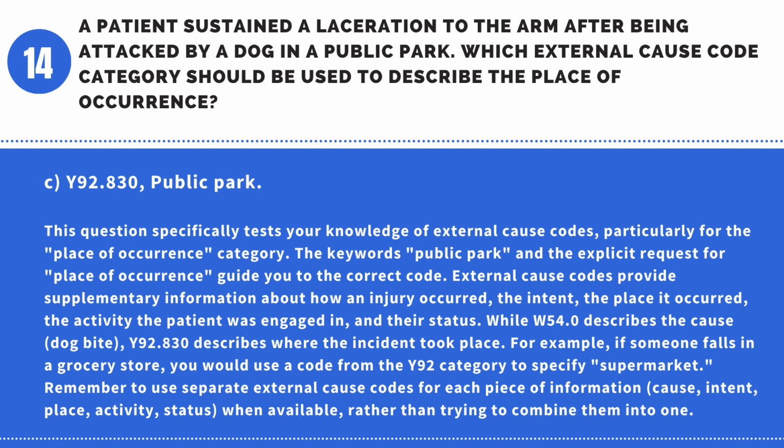For example, if someone falls in a grocery store, you would use a code from the Y92 category to specify supermarket. Remember to use separate external cause codes for each piece of information, cause, intent, place, activity, status, when available, rather than trying to combine them into one.